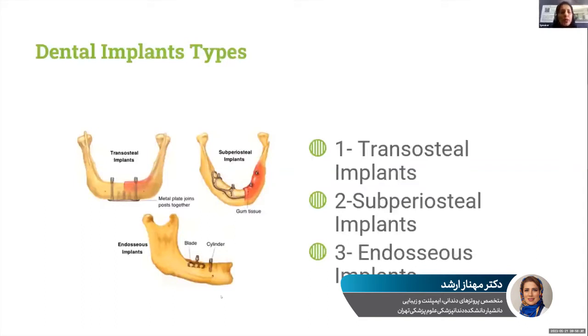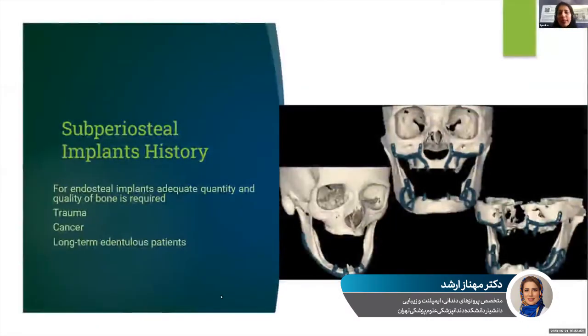We have three types of dental implants: transosteal implants, which are very early implants, subperiosteal implants, and endosseous implants. Today's usual implants are endosseous implants. But subperiosteal implants can be used on some occasions, for example in trauma, in cancer, or in a patient with a long-term edentulous jaw where we don't have enough bone.